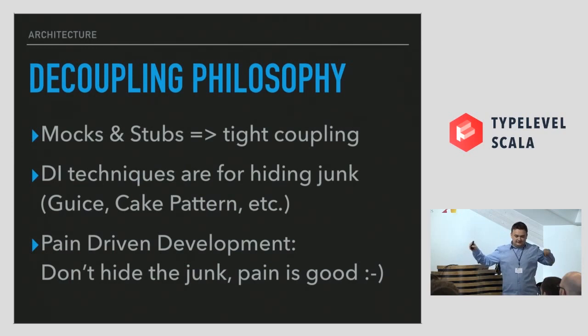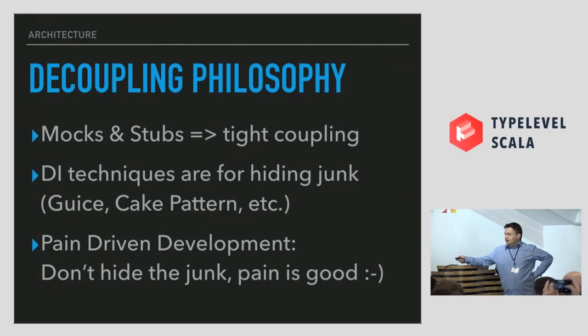This is like opinionated philosophy. I'm a man of strong opinions, sorry. I think that whenever in the code base you see mocks and stubs, that's a sign of tight coupling. We do not use mocks and stubs. We do not need to do that.